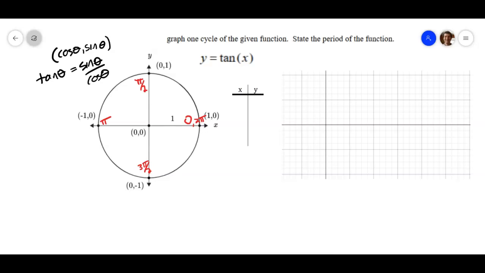So the tangent would be 0 over 1, which is 0. Here it would be 1 over 0. That's undefined. And then sine over cosine, 0 over -1 is 0. And sine over cosine, this one again, is undefined.